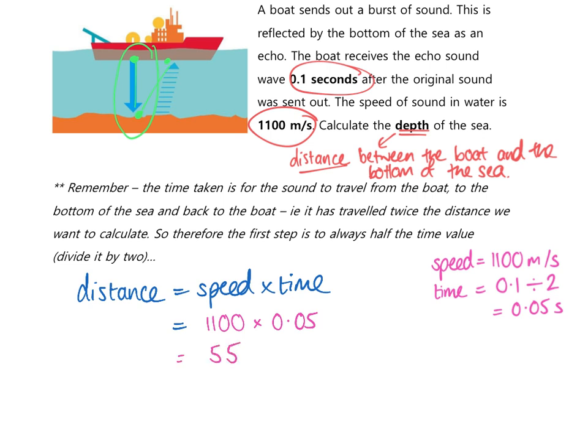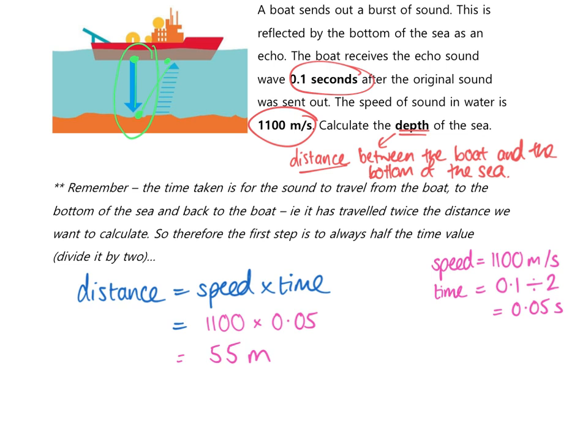But remember, we need units here. If the speed was 1100 meters per second, the time was in seconds, then that value of distance is in meters. If the speed was in kilometers per second, then our distance would be kilometers. But your speed should be given to you in meters per second, or it could be a different unit, but it'll generally be meters per second. So the distance between my boat and the bottom of the sea is 55 meters.